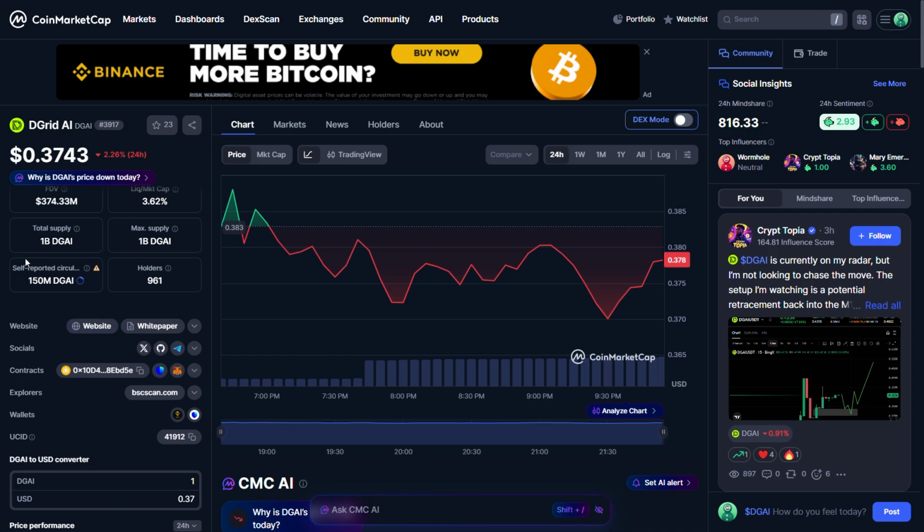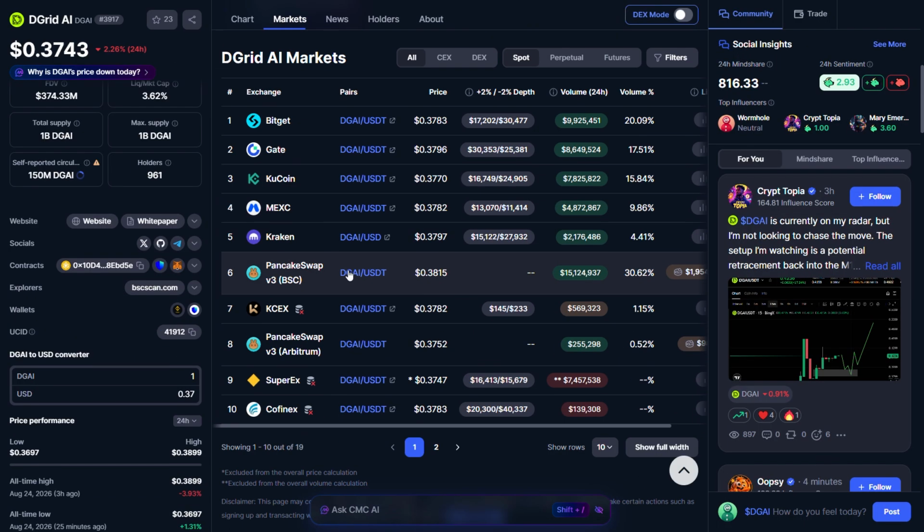DGrid AI token total supply is 1 billion and circulating supply is around 150 million DGAI tokens. The DGAI token is listed on Gate.io, KuCoin, MEXC, Kraken, and other exchanges.